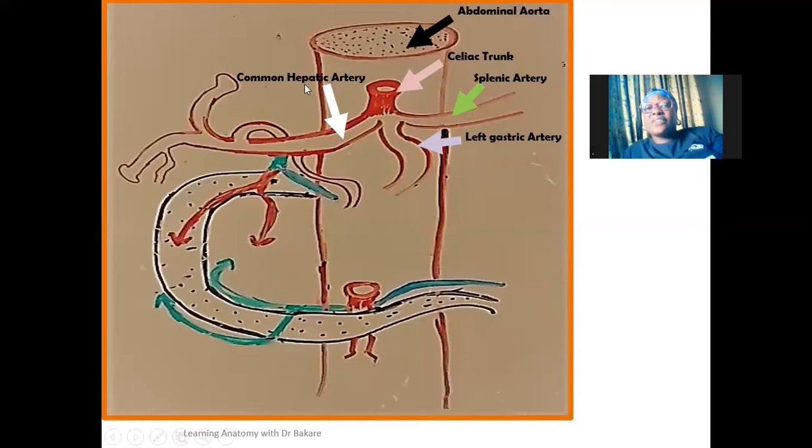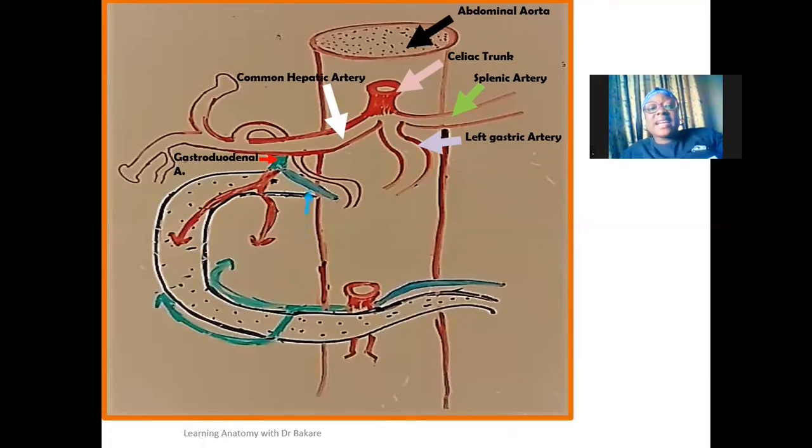It is branches from this common hepatic artery that supply the upper region of the duodenum. So let's further dive in to see how this supply emerges. From the common hepatic artery, we have the emergence of the gastroduodenal artery, arrowed in red. The gastroduodenal artery will further subdivide into 2.